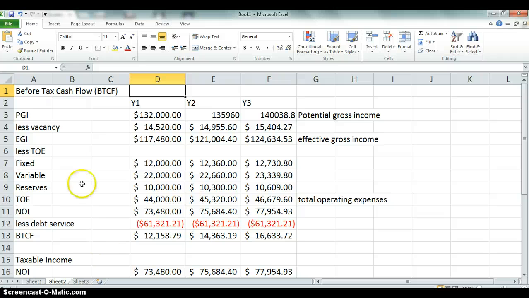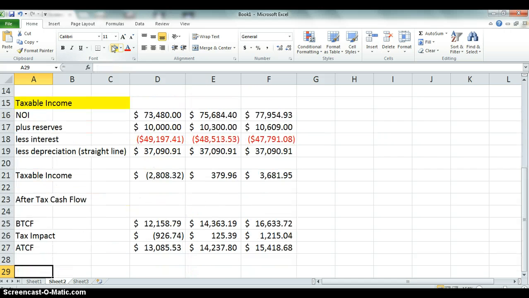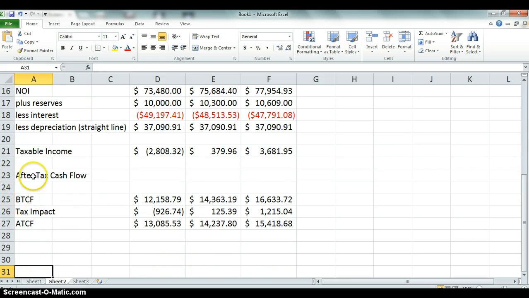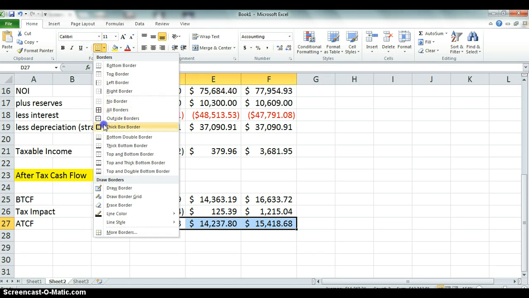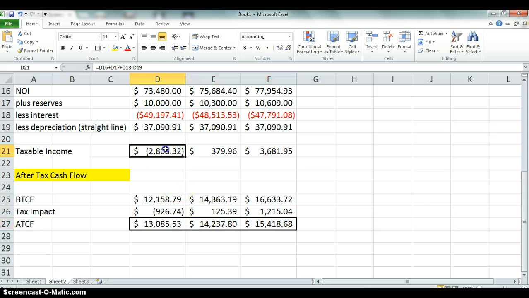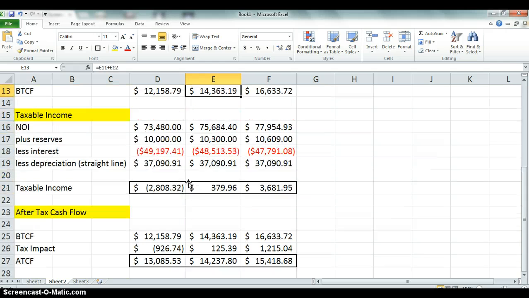Now we have calculated our before tax cash flow. We have calculated our taxable income, and we have also calculated our after tax cash flow. So we will mark them here so we can refer back to them.